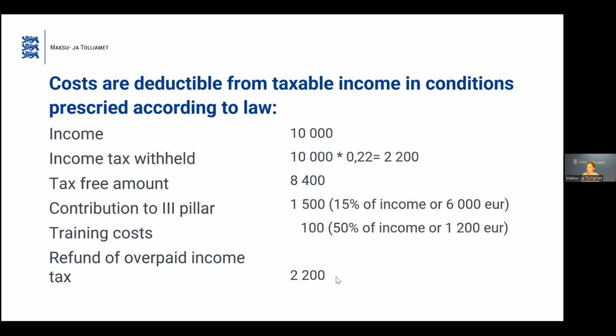In our example, the refund of overpaid income tax is the whole amount, the total amount of income tax withheld, but it is not always so because there are limits, as I said. In case of smaller amounts of income, the whole amount of income tax may be refunded, especially when there has been no tax-free amount used during the tax year.